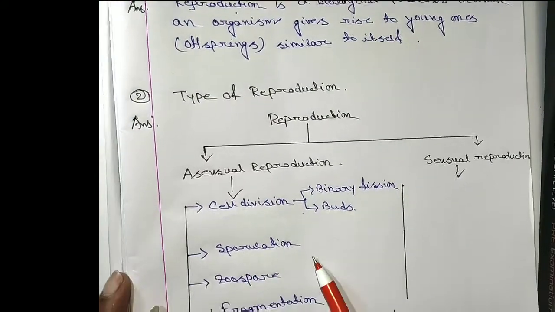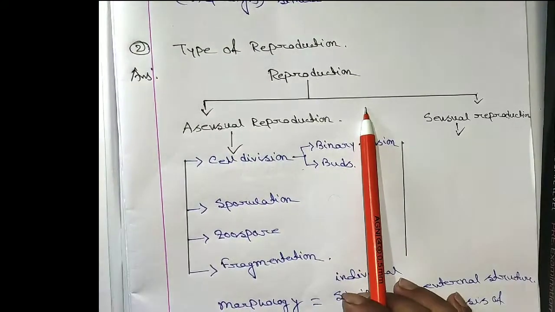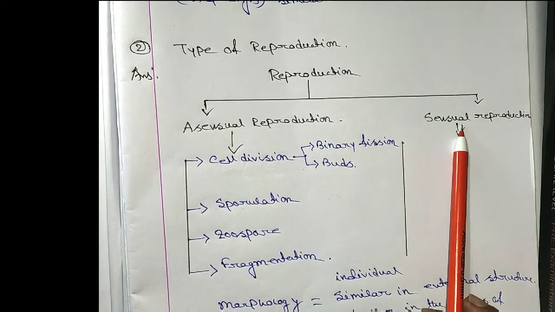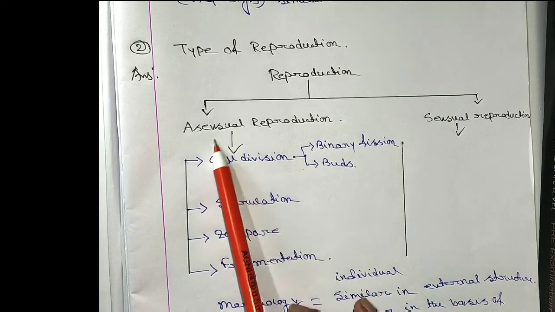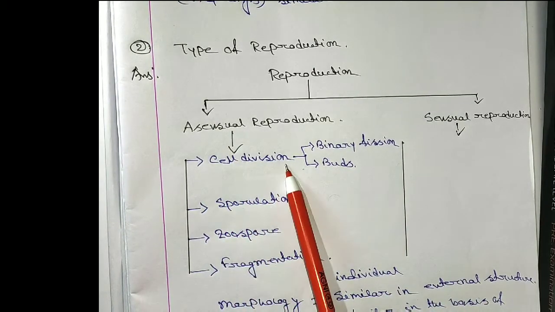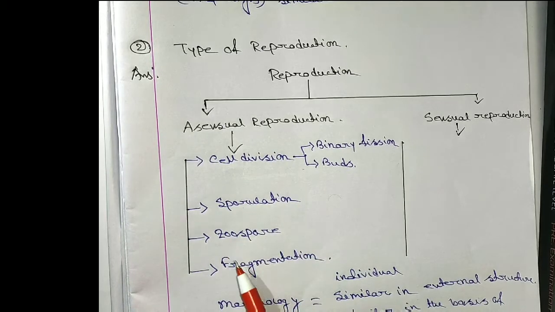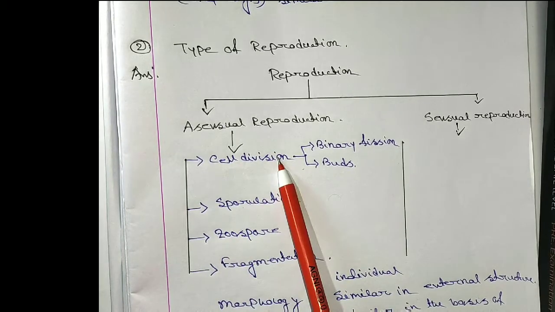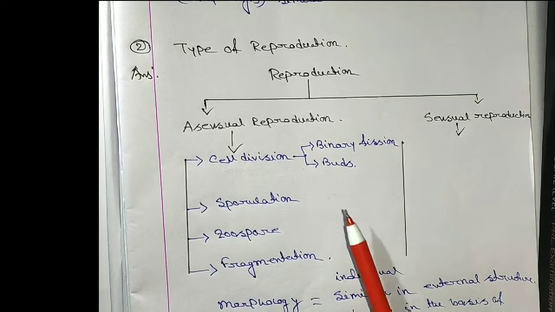You can present the types of reproduction like this schematic diagram. It is reproduction, asexual reproduction, and sexual reproduction. The modes of asexual reproduction are cell division, sporulation, zoospore, and fragmentation. Cell division is of two types, that is binary fission and budding.